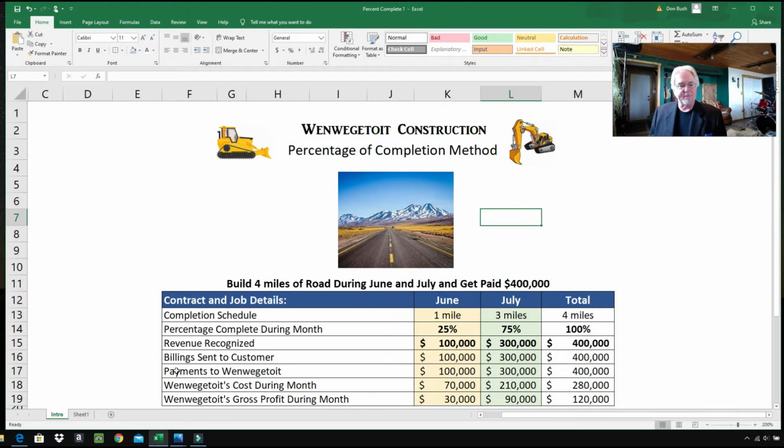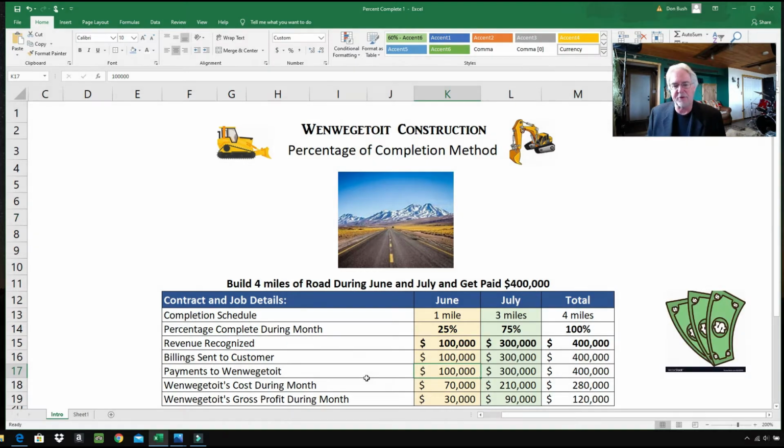And payments to When We Get To It. So When We Get To It is very fortunate. They sent a bill to the state of Colorado for $100,000, and they were paid $100,000. And in July, they sent a bill for $300,000, and in July, they were fortunate and received $300,000. So by the end of July, they received the full amount of the contract. So they're all paid up.